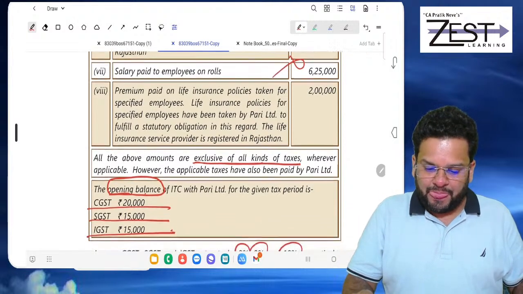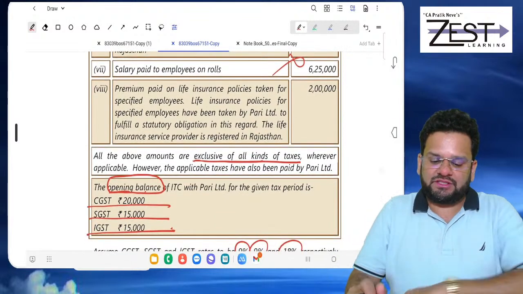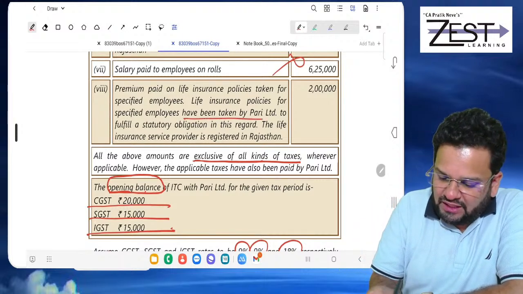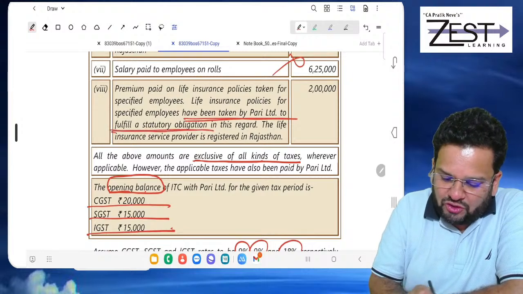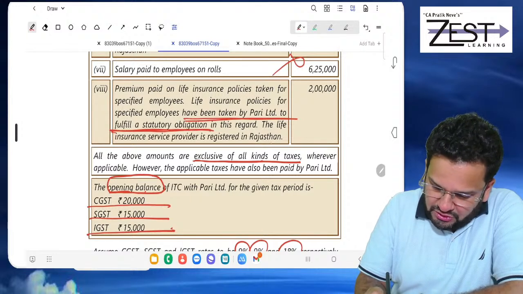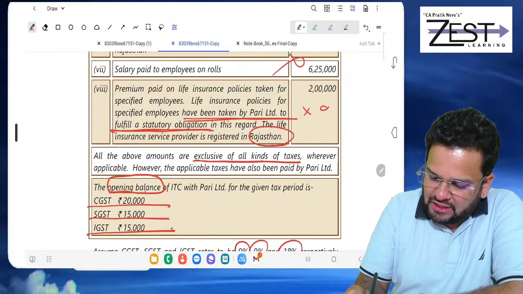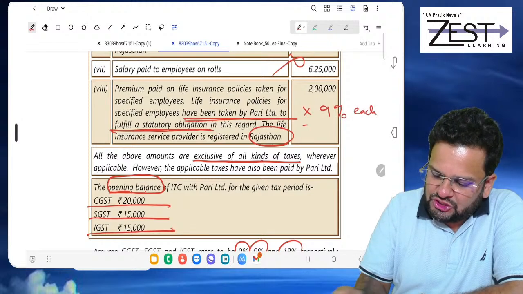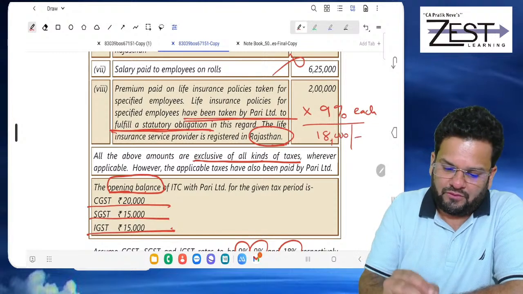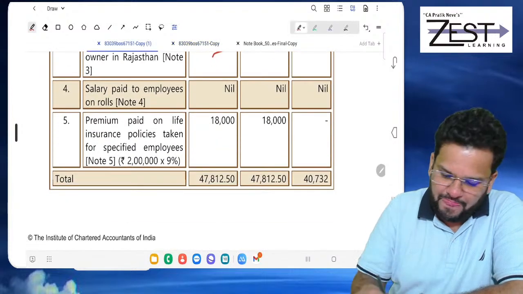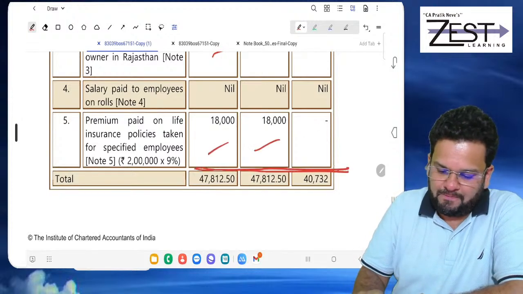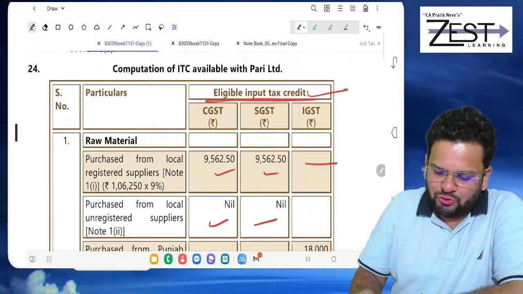And lastly, premium paid on life insurance policies taken for specified employees. Life insurance policies for specified employees have been taken by P Limited to fulfill statutory obligations. You can avail ITC, and it was purchased from a service provider in Rajasthan itself. So into 9% each, you are going to get 18,000 each of CGST and SGST. Did you get it? Can you take the total? Of course, you can take the total.